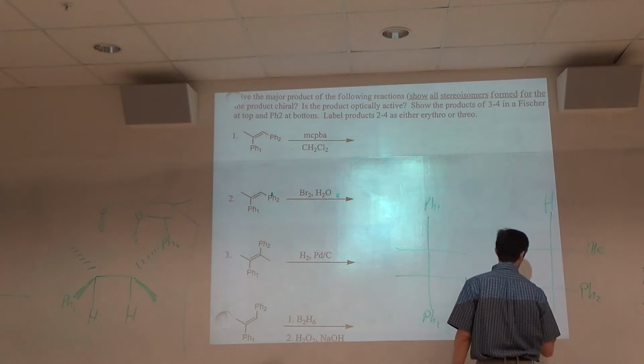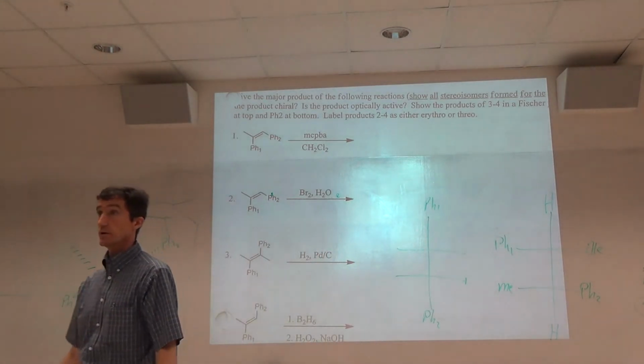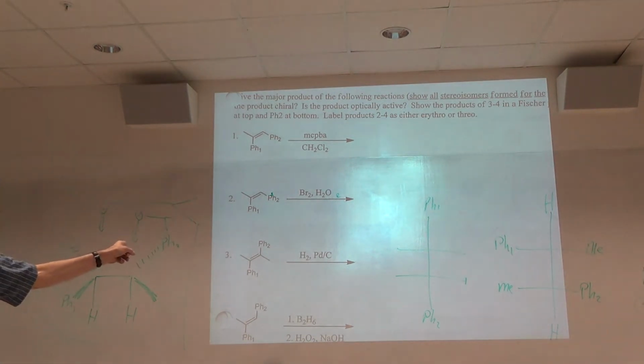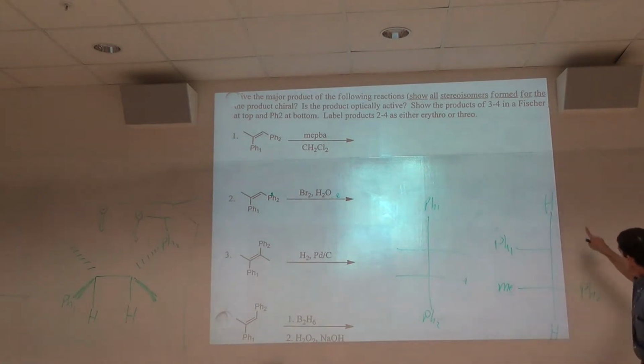What's going away from me? There it is in a Fischer, but it's not how we were asked to draw it. Well, we can just rotate it like I showed you earlier. If you rotate phenyl 1 to the top, where does this methyl go?